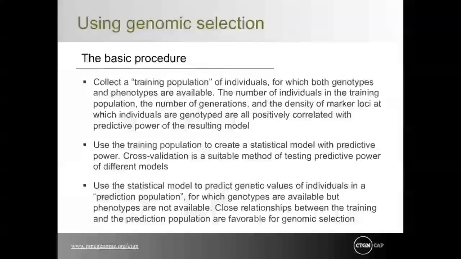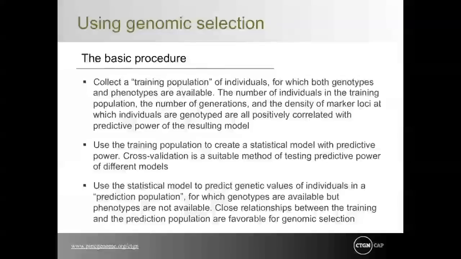Multiple generations of parents and offspring provide a more powerful training population than a single generation of individuals, and larger numbers of individuals, generations, and markers provide more powerful training populations. The statistical model is then applied to a prediction population comprised of individuals for which genotypes are available, but phenotypes are not.